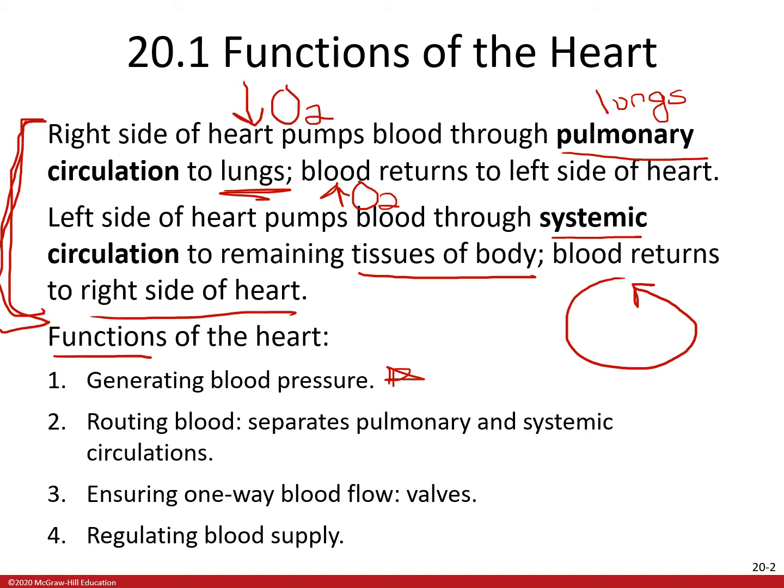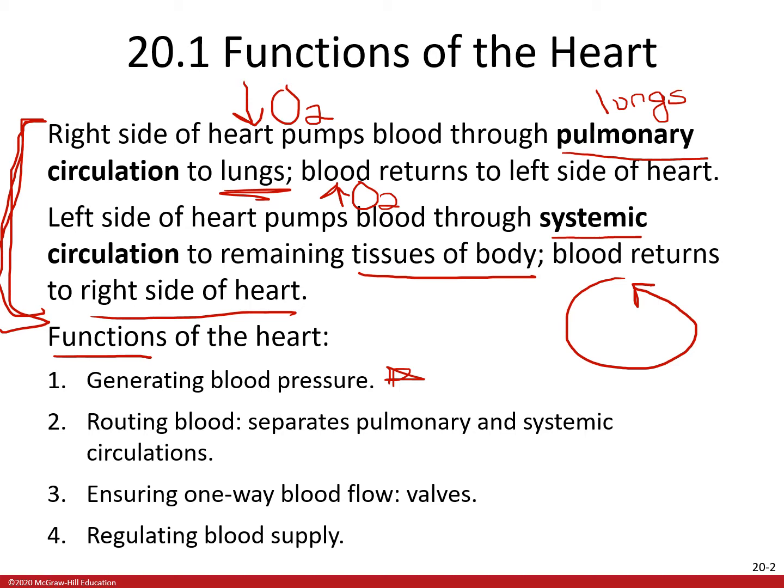The third is to ensure a one-way blood flow. This is done through valves. We wouldn't want any backflow, as that would cause some issues. So it is going to be a one-direction flow.